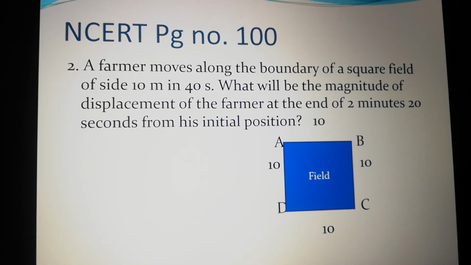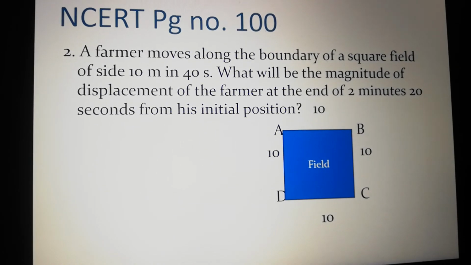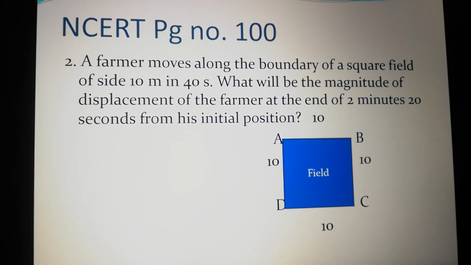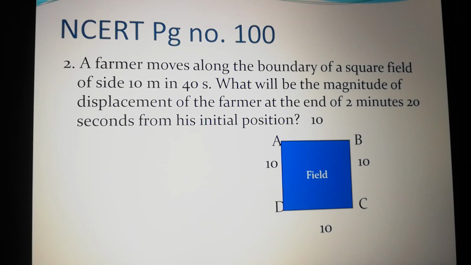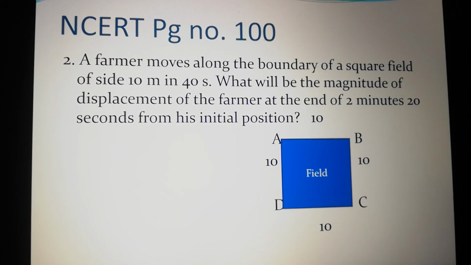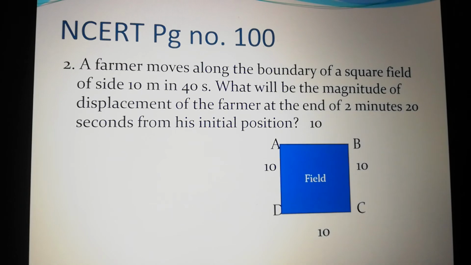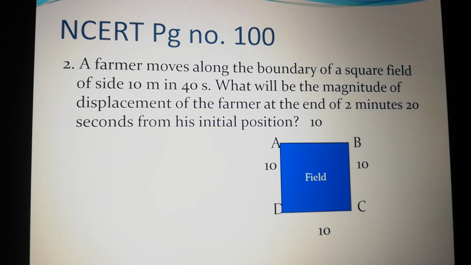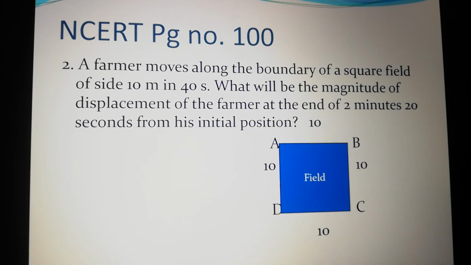So this 40 seconds is not the farmer moving from point A to B. Many a time the students get confused, thinking that for just one side the farmer has taken 40 seconds. It's not like that. He is moving from point A, B, C, D and again coming back to his initial position A in 40 seconds. That means a whole one round of the square field he is completing in 40 seconds. This is the meaning of the first sentence of your question. Starting from point A and coming back to point A, he finishes that one round in 40 seconds. Now the question is, what will be the magnitude of displacement of the farmer at the end of 2 minutes 20 seconds from his initial position?